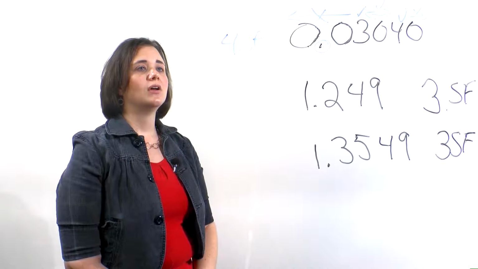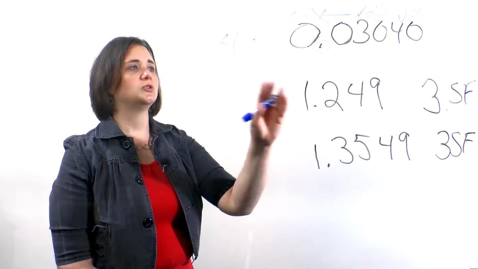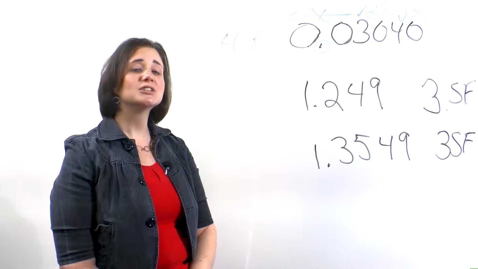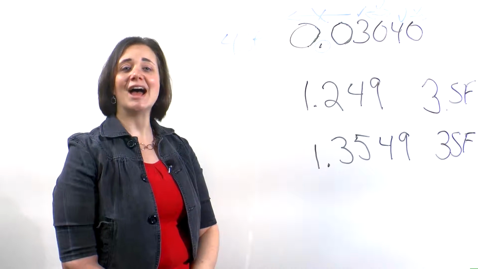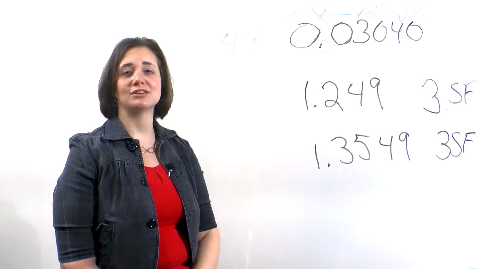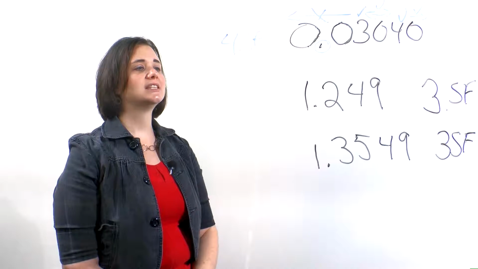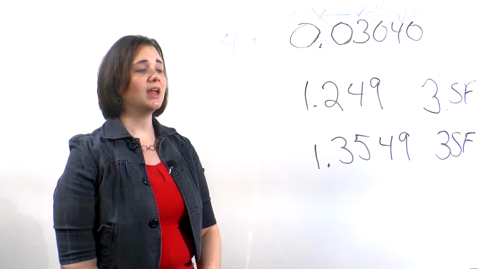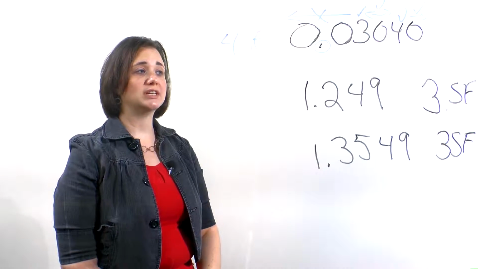Now, some of your problems aren't going to ask you to identify them by the rules. They're going to ask you to round to a certain number of sig figs, because this is what you're going to do in your calculations. After you do your calculations, you have to round it to the correct number of sig figs. So let's say I punch a problem in and I get this number in my calculator, and I need to round my answer to 3 sig figs.